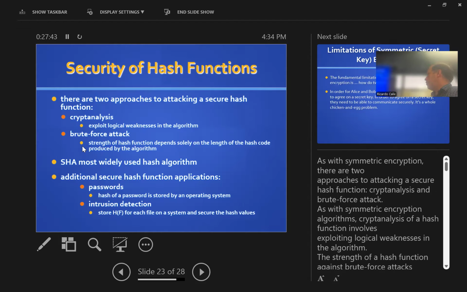Actually, for those of you that know what a denial of service attack is, you'd be surprised that one of the defenses in an operating system is based on hashes. So you can use hashes, such as this one, to protect against denial of service attacks, and we will look at that as well a little later in the semester.